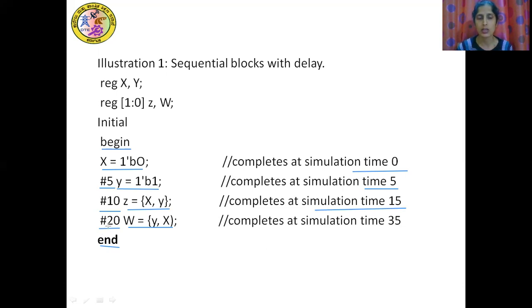Since it is associated with a delay of 20 time units and it will be blocked by the execution of the previous statements, which are associated with a delay of 10 plus 5, 15 time units, this statement will complete its execution at 20 plus 15, that is 35 time units. In this way, the statements within the sequential block associated with delay will be executed. Let us move on to the next example.